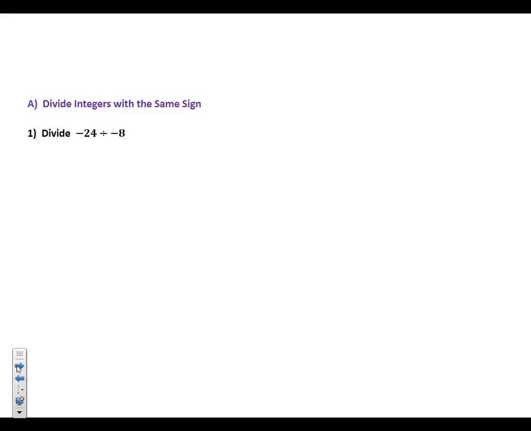Dividing integers with the same sign. We divide negative 24 by negative 8. You look at the operation: we are dividing. What are our signs? They're both the same, negative and negative. So we know our answer is going to be positive. 24 divided by 8 is 3. We know it's positive. Bingo. That quick, that simple. Always look at the operation first and then the signs, because that tells you what we're doing.